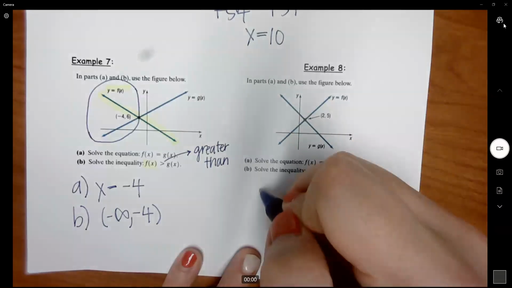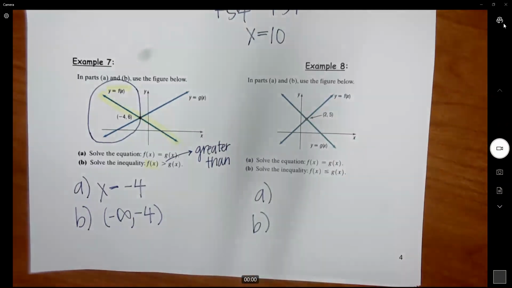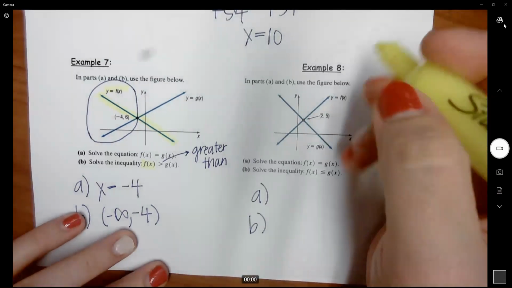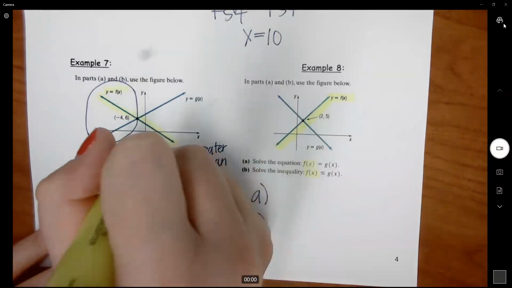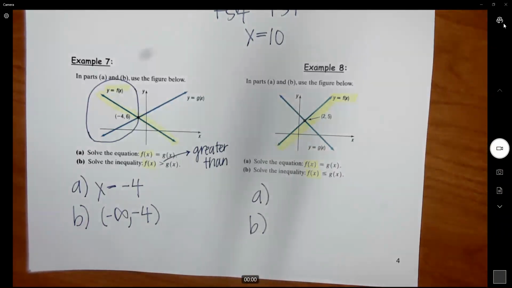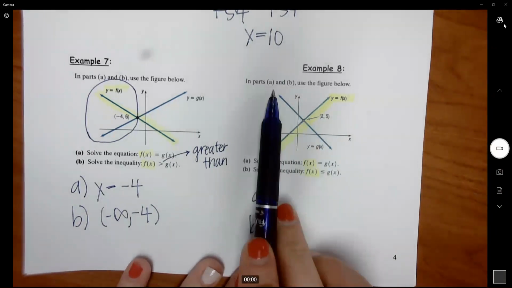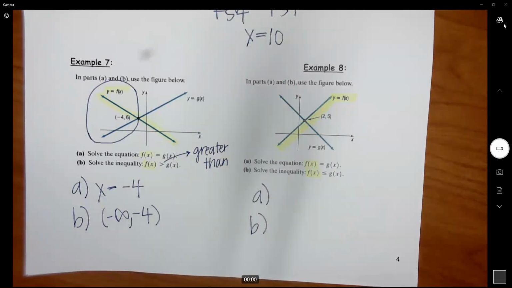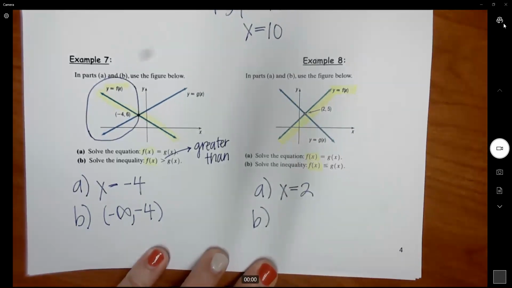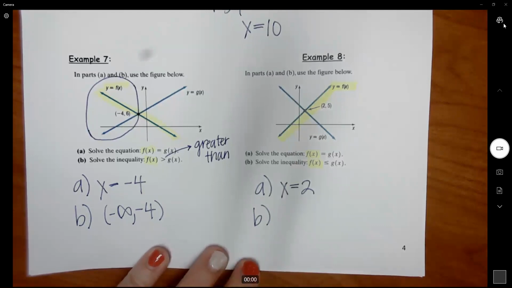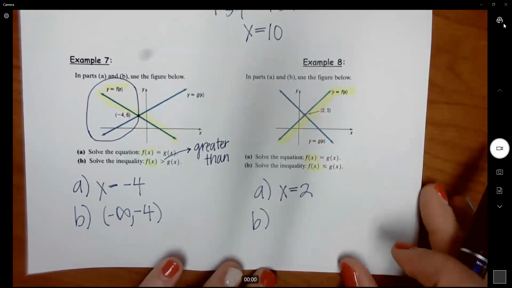So same style of questions here. Solve the equation when f of x is equal to g of x. So let's just go ahead and highlight. Here's my f of x. And so therefore, my g of x is my unhighlighted portion again. So when are these two equal? Well, they're equal only once, when x equals 2.